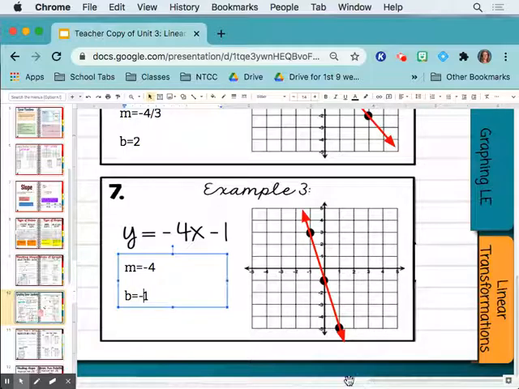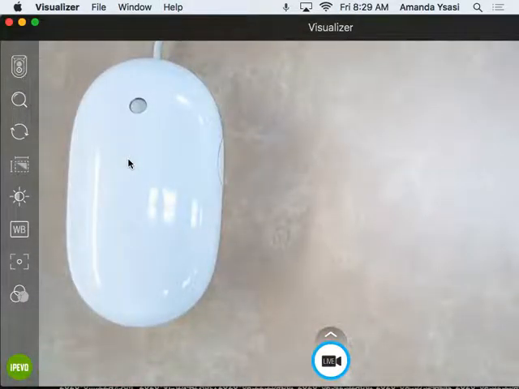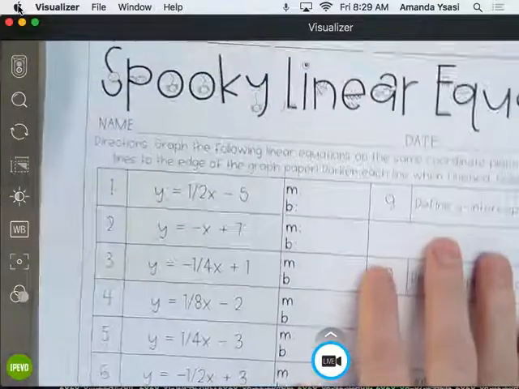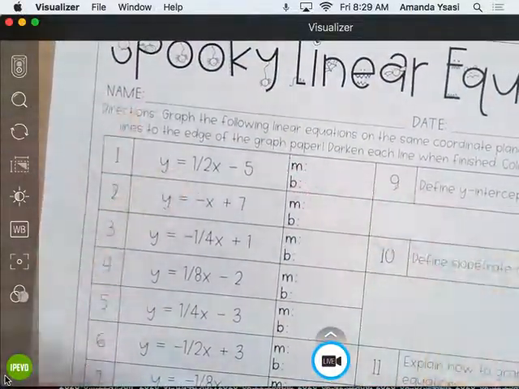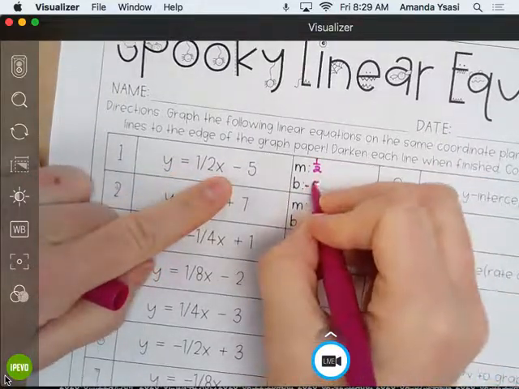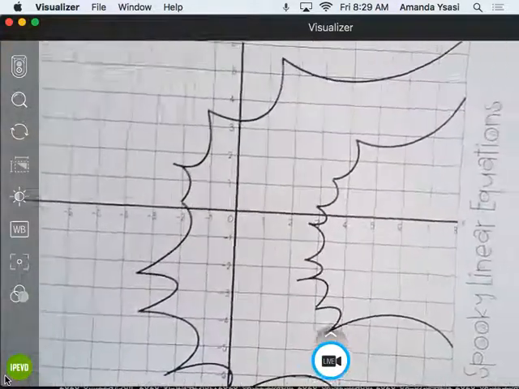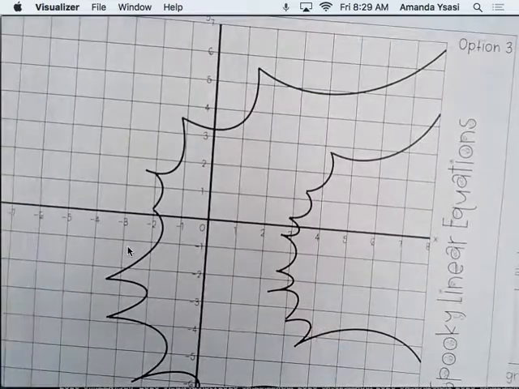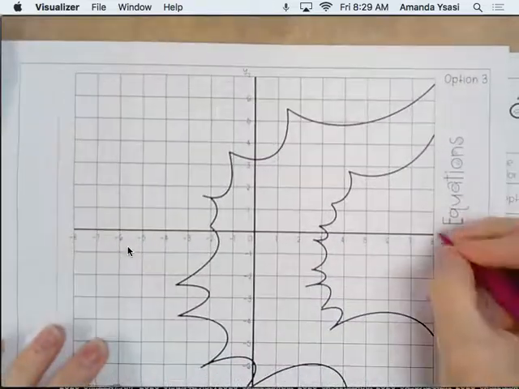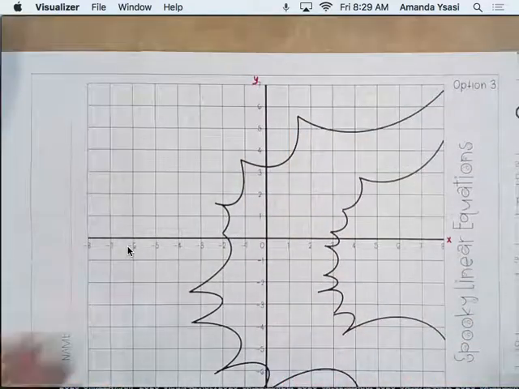Okay, so your assignment, let me pull that up. Yeah, I know. It's a mess. This is spooky linear graphing. So y'all know how to do M and B. M is 1/2, so it's a positive slope, and our B is -5. And you'll probably want a ruler for this. I have rulers I'll pass out. Okay, so if you look at our graph, see how this is the x-axis and this is the y-axis? That's how you know how it's turned.